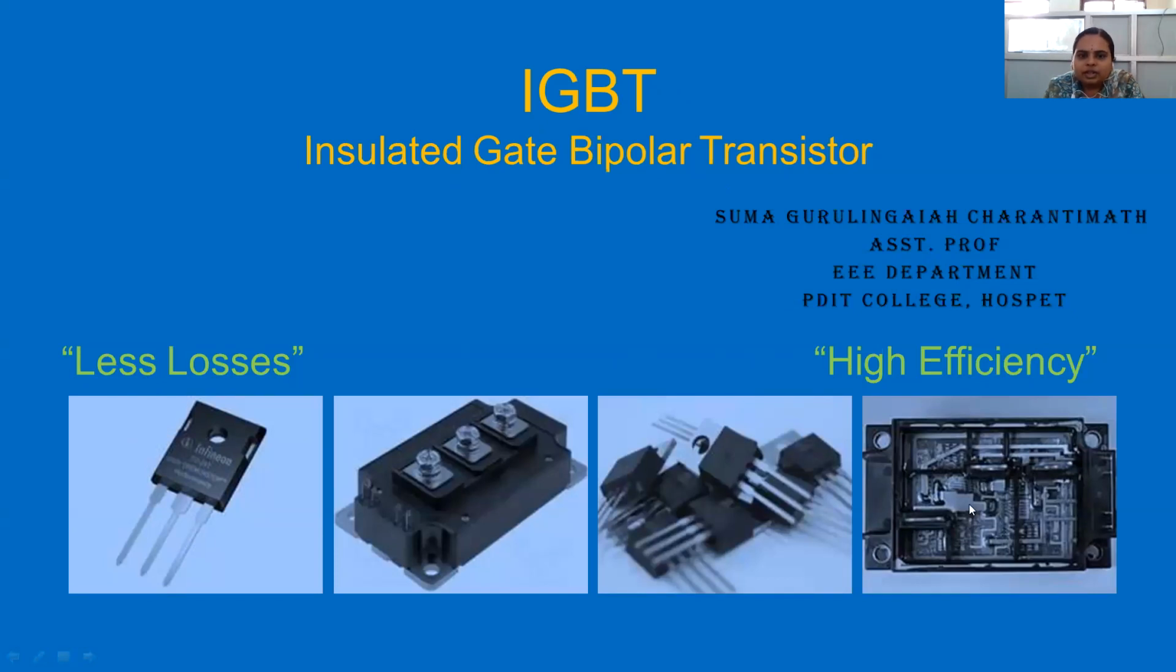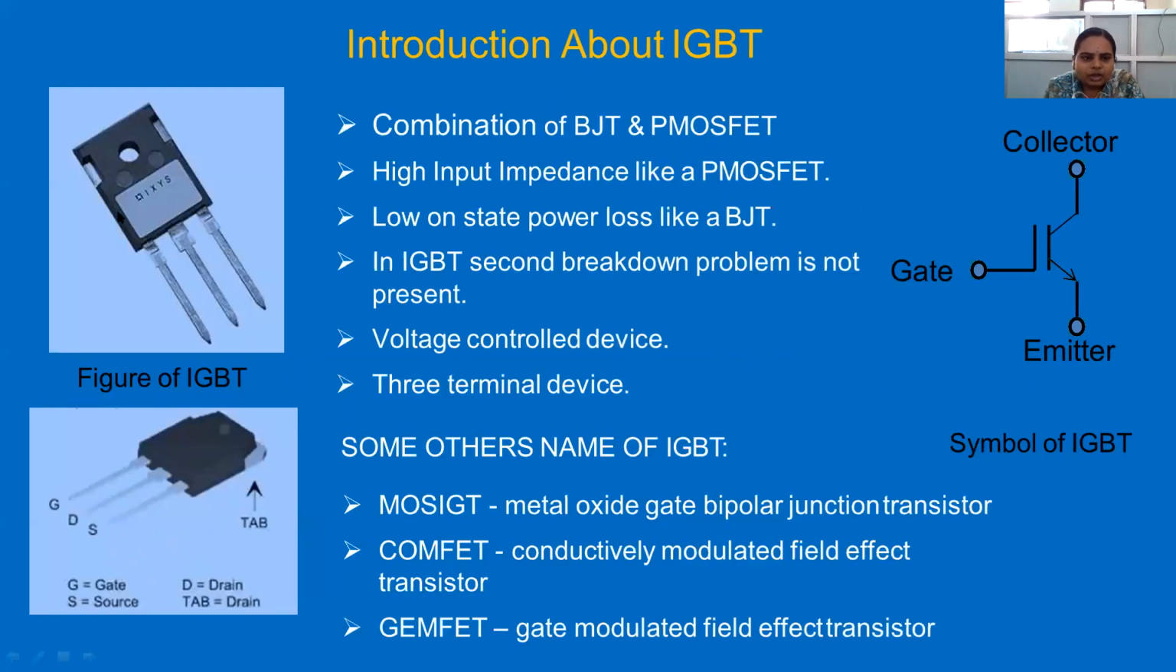Okay. Next, the figure of the IGBT is this. In this, this we call a tab. Then it is a gate. This terminal is going to be a gate. Next is the drain. Then it is the source. Okay. Then the IGBT is the combination of BJT, bipolar junction transistor, and also of the P MOSFET.